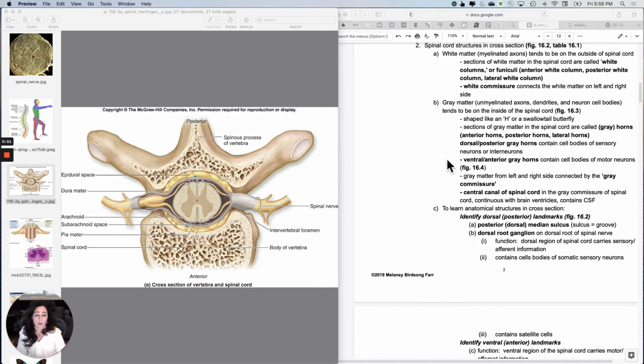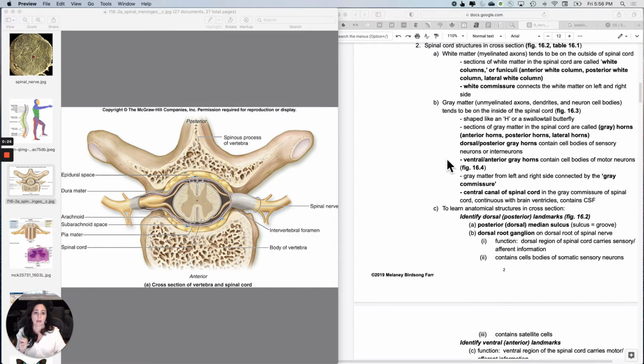Okay, spinal cord structures in cross section. It's not very hard as long as you can tell anterior from posterior, dorsal from ventral, whichever you want to say. I'm in the habit of calling these structures dorsal and ventral. The textbook tends to call them anterior and posterior. For me, either is correct.